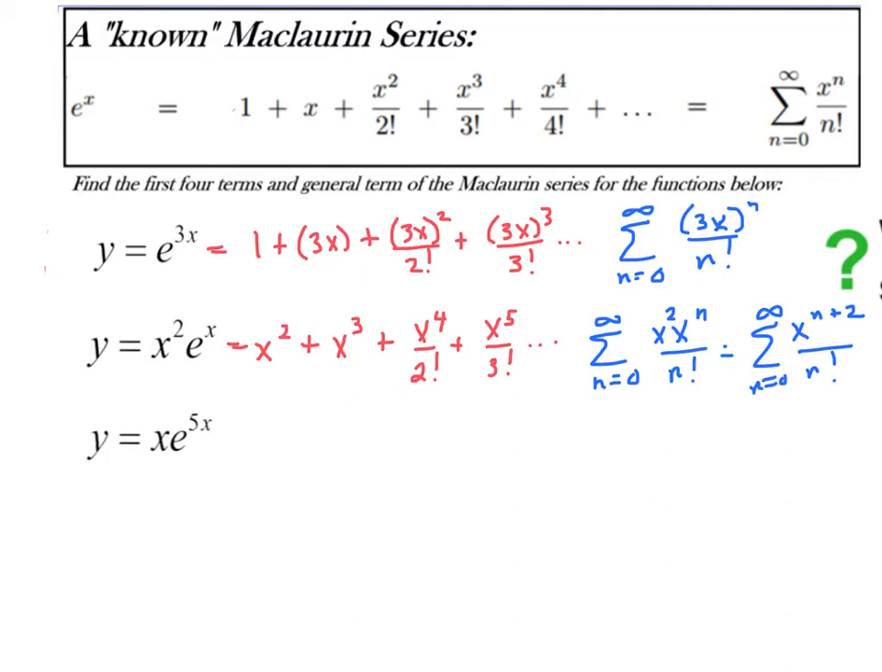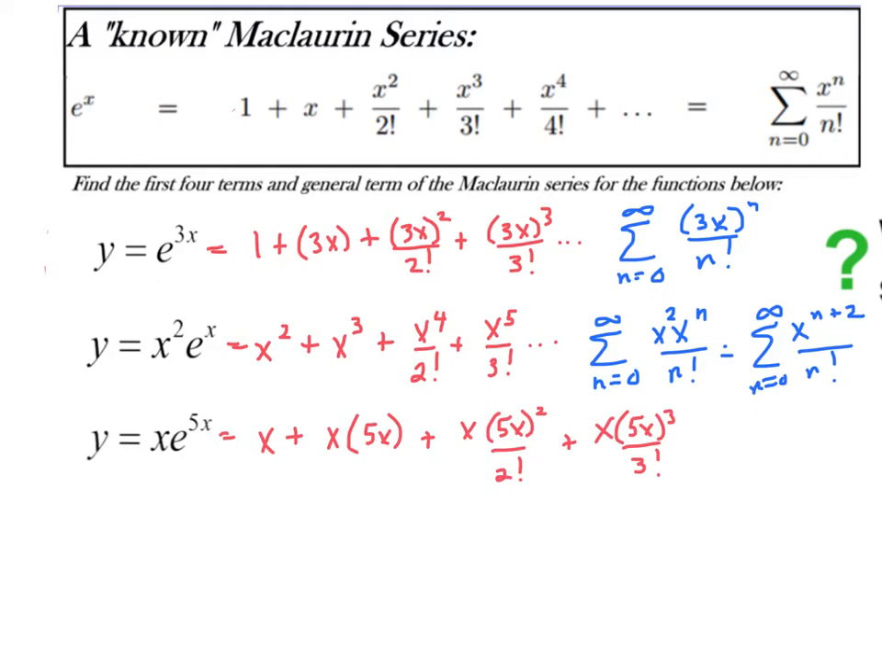So the first term up here was 1. Well, there's nothing to substitute, but we are multiplying it by x. So x, like that. The next term would be 5x instead of x and multiplied by x. The next term would be 5x squared over 2 factorial, but multiplied by x. And the next term would be 5x cubed over 3 factorial and multiplied by x, like that.